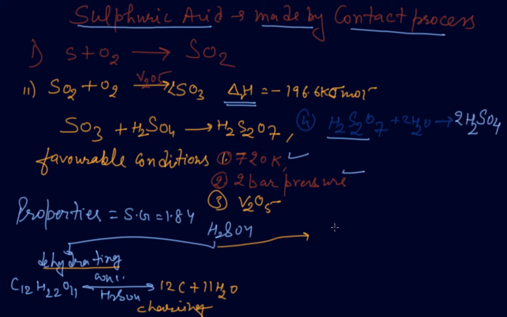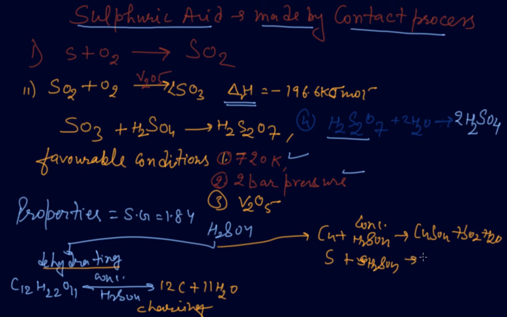In the oxidizing agent, when copper reacts with concentrated sulfuric acid, it will convert itself into copper sulfate by releasing sulfur dioxide with water, and it reacts with sulfur and concentrated H2SO4. It will give you 3SO2 with water. When it reacts with carbon with sulfuric acid, it will give you CO2 plus SO2 plus water. Balancing is your task. Please do that.